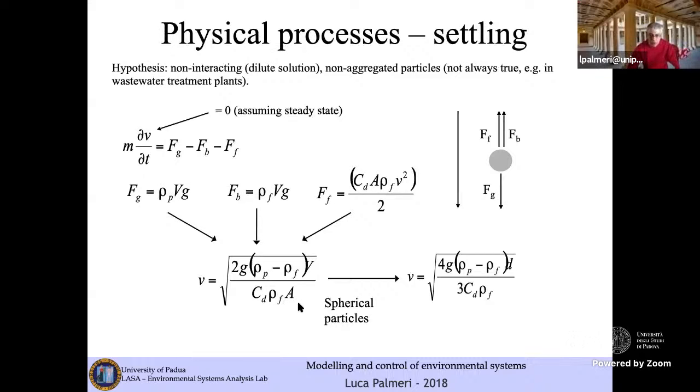In the case of spherical particles, there is a relationship between the volume and the area opposed to the motion, and you obtain a simplified version of this model in which the settling speed of a particle is equal to 4 times g times the difference in density of a particle minus the density of a fluid times a diameter referring to the size of a particle divided by the drag coefficient and the density of the fluid.